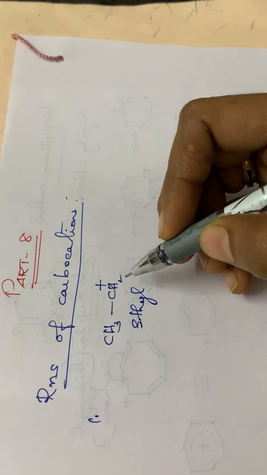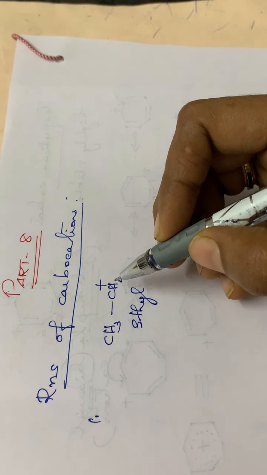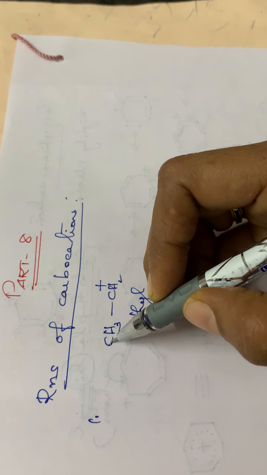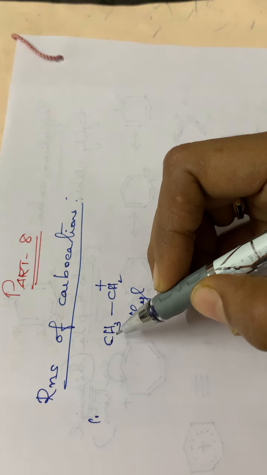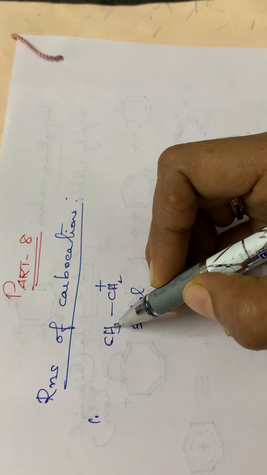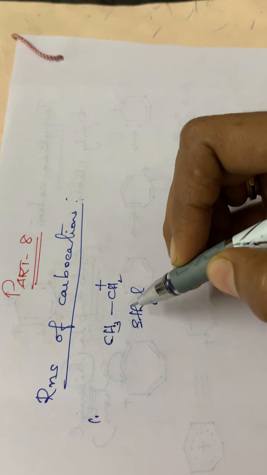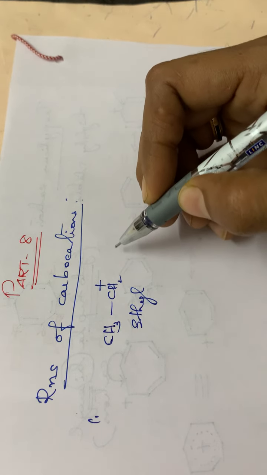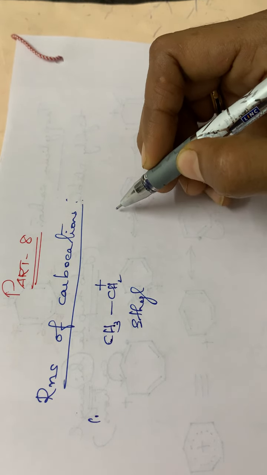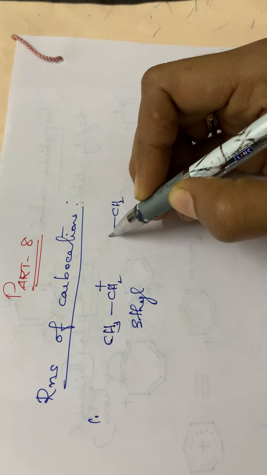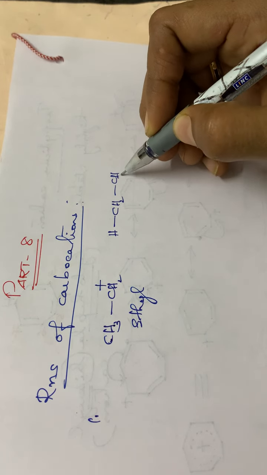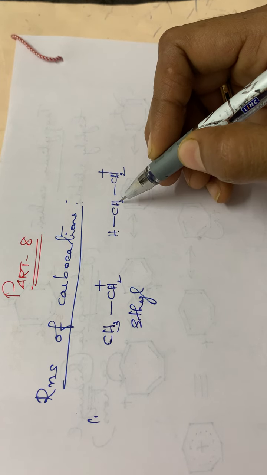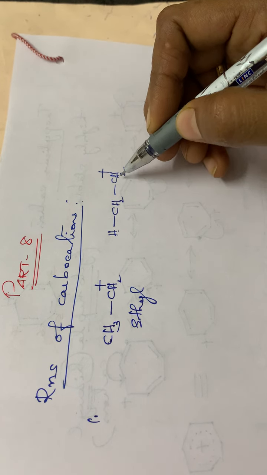CH3 CH2 plus. So from this ethyl carbocation, one hydrogen is eliminated from this carbon atom. One of the hydrogen atoms is eliminated from this carbon atom, and this hydrogen is removed as a proton, that is it is removed as H plus. So I am writing this ethyl carbocation like this: CH2H single bond CH2 plus. I am splitting the CH3 as CH2H, CH2 plus.